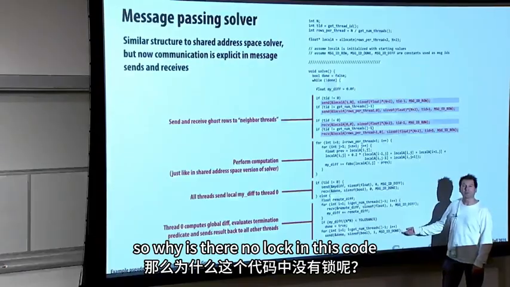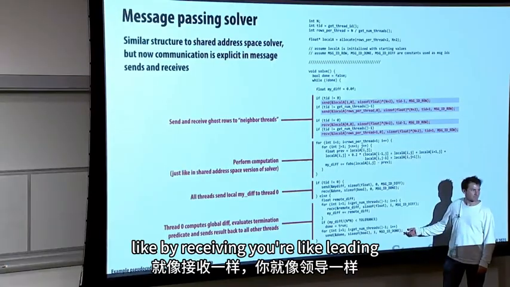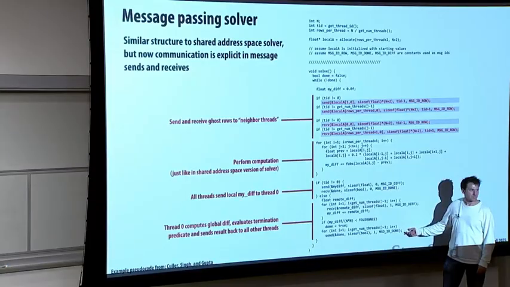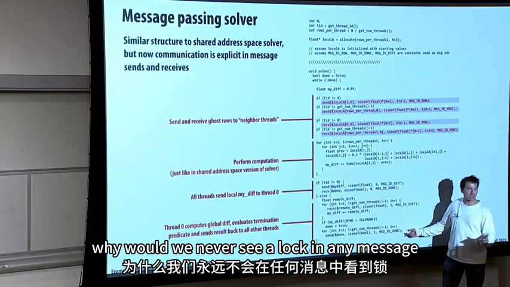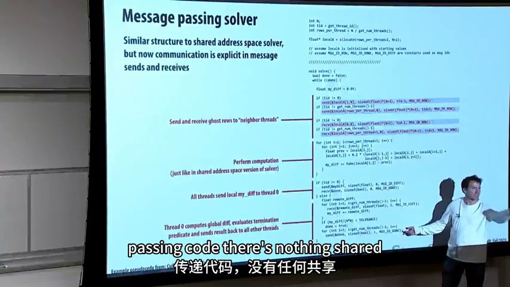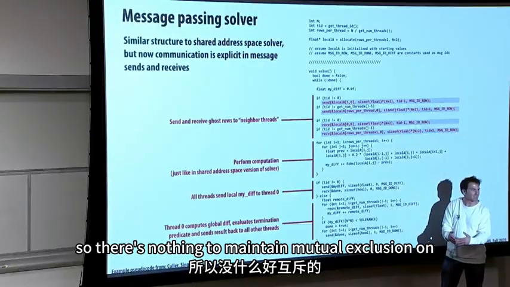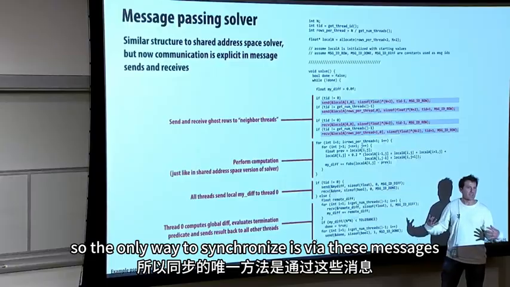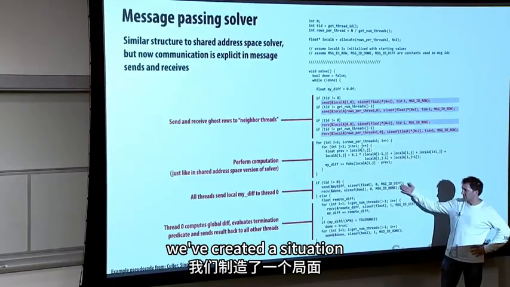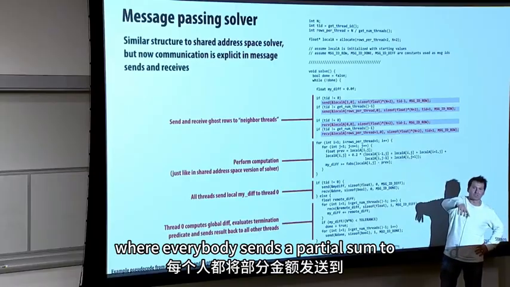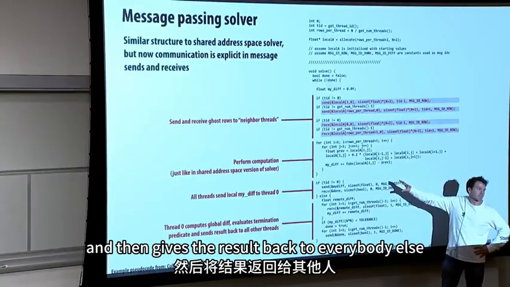So why is there no lock in this code? It's like by receiving, you're landing, so you're not going to touch it. Correct. And even more fundamentally, why would we never see a lock in any message passing code? There's nothing shared, so there's nothing to maintain mutual exclusion on. So the only way to synchronize is via these messages. Right? So we've essentially created a situation where everybody sends a partial sum to one thread here. One thread does all the math and then gives the result back to everybody else.